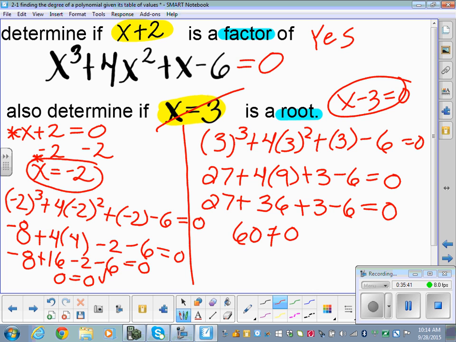So this one we just plugged back in. It wasn't zero, so it's not a root. And I just did a little aside and said, so thus x minus 3 is not a linear factor. Does that make sense, everybody? Okay.